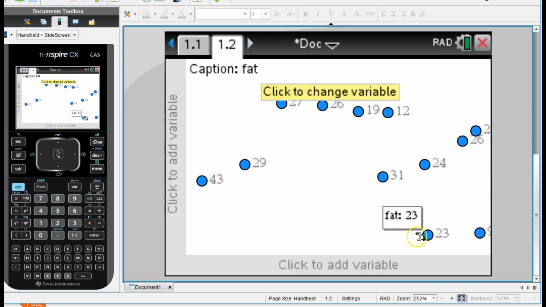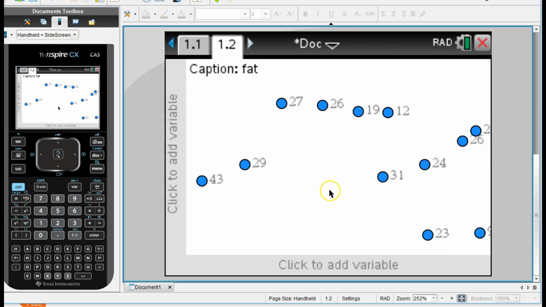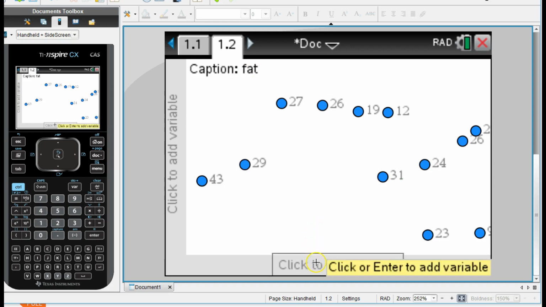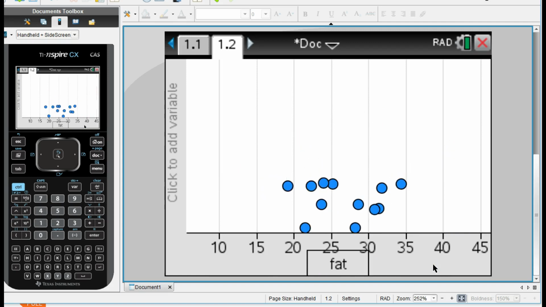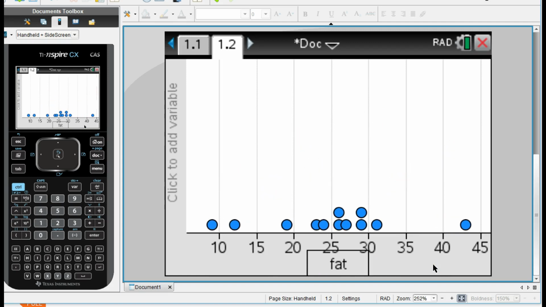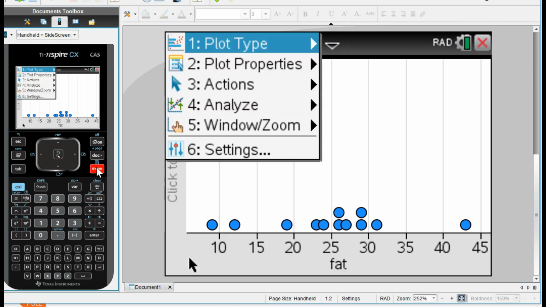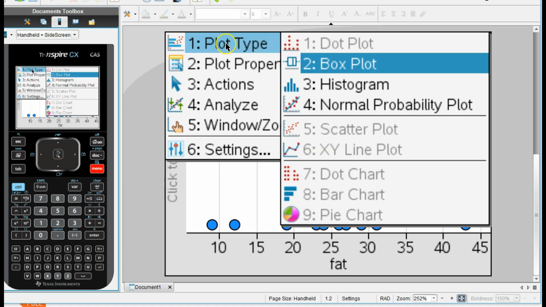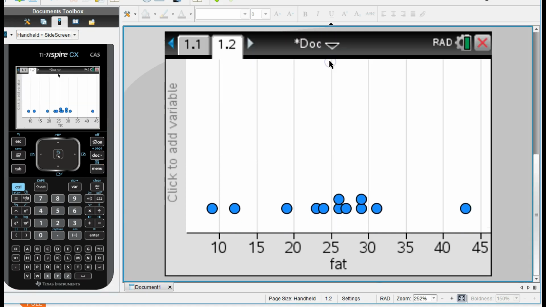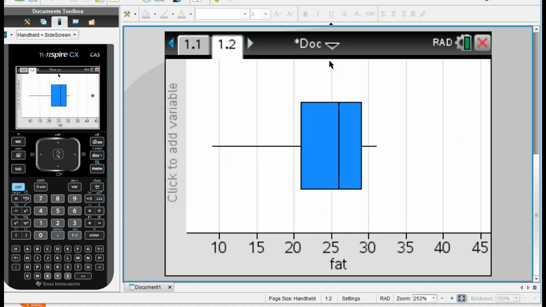And right now those dots are just kind of floating around there with no context. So I am going to add a variable to the horizontal axis and give it some context. There it is. By default, we get a dot plot. If we'd like to see a box plot, all we have to do is go Menu, Plot Type, Box Plot, and bang, there's our box plot. And wait for it, there it is, bang, our outlier shows up.